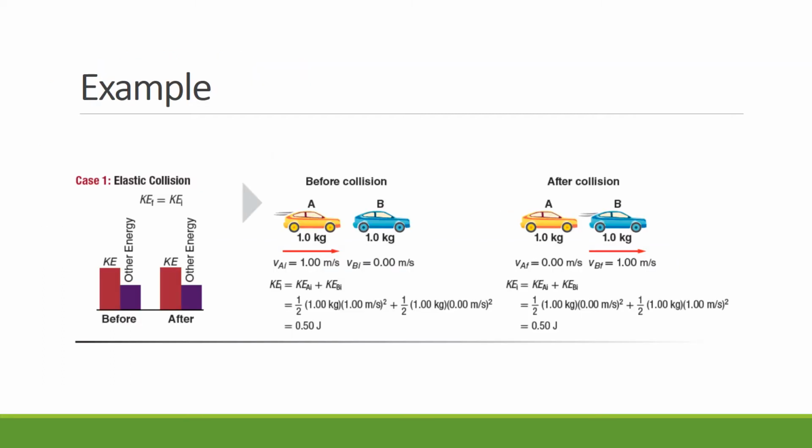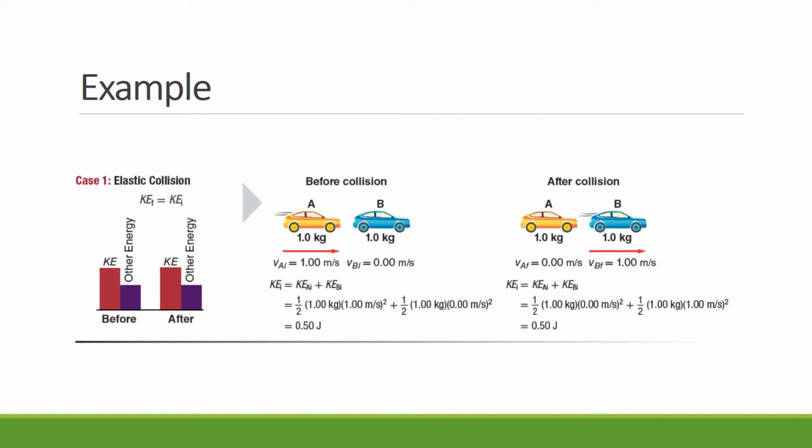Now let's take a look at this example about elastic collisions. Now we have two cars. Each one has a mass of 1 kilogram. One is at rest, which is car B, and one is moving with a velocity of 1 meter per second. After the collision, as you see here, car 1 stops moving and car 2 starts moving with a velocity of 1 meter per second.